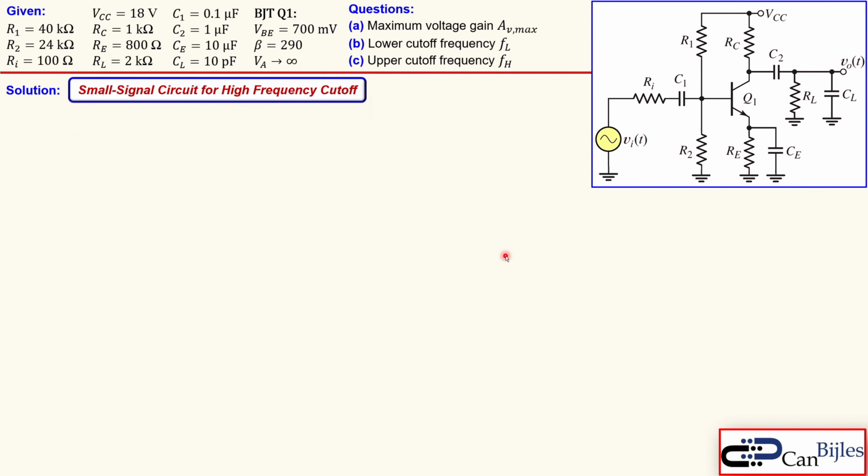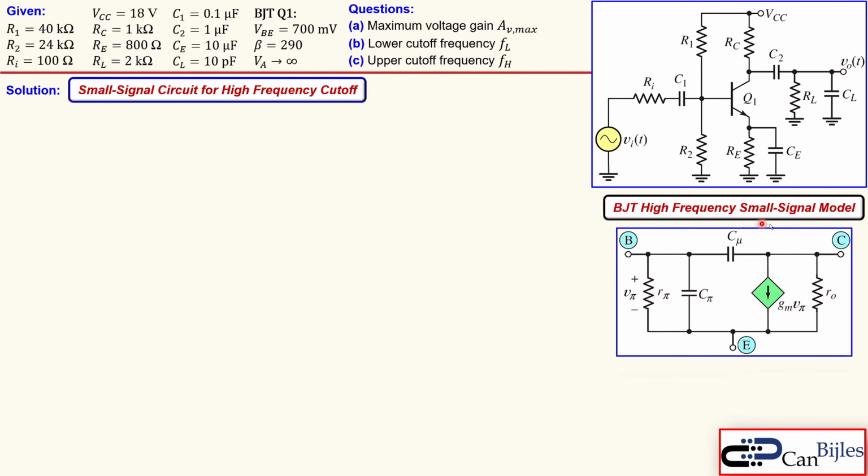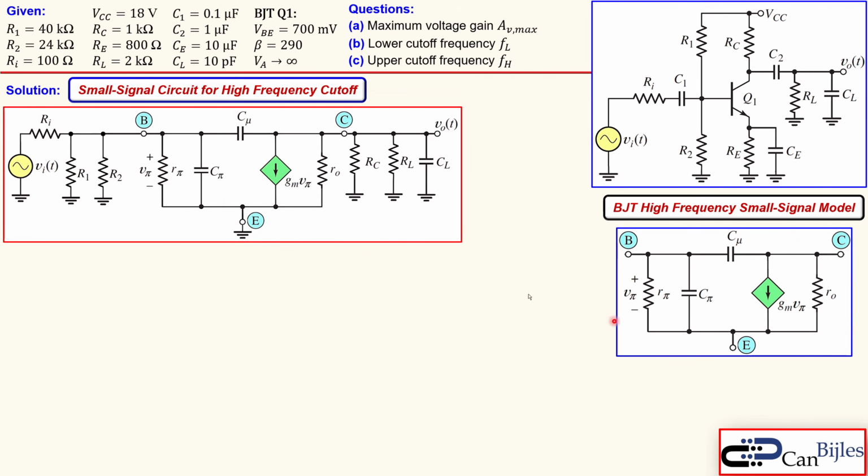Okay, now let's look at the small signal circuit for high frequency cutoff, because that's question C actually, so we can use that. And this is our high frequency small signal model we can use for this circuit. So let's bring it up. And so that means you get this one, and then around that you put all the components that will matter in the high frequency domain. Of course, the CL will now come into the picture.